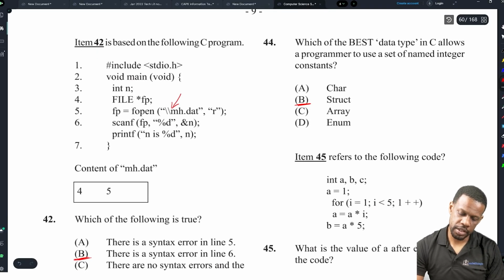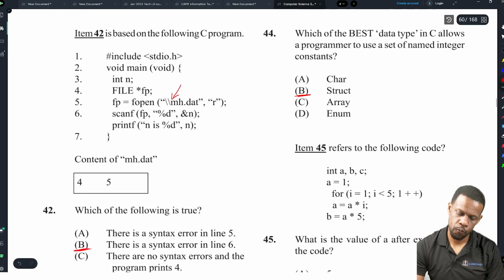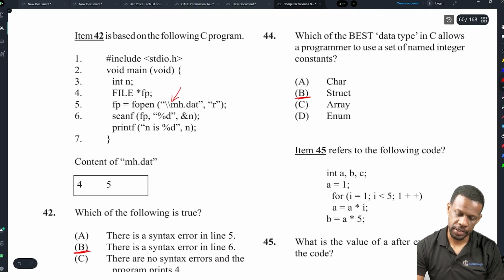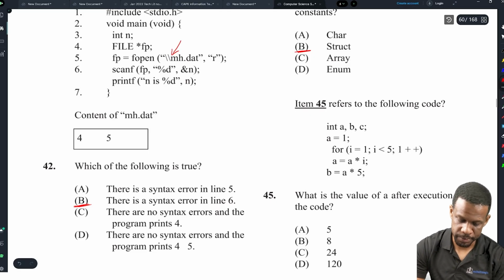Alright, a struct will store a set of named integer constants. Yes, a struct will do that, because they're all constants. 45 refers to the following code. What is the value of the code after execution?